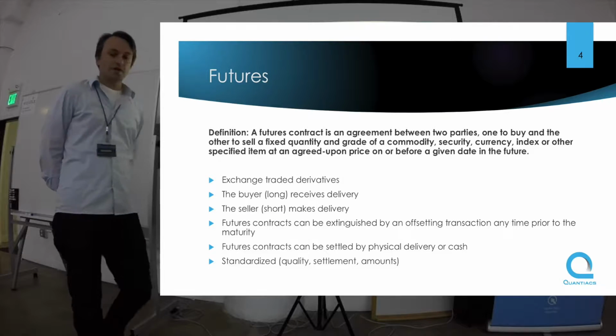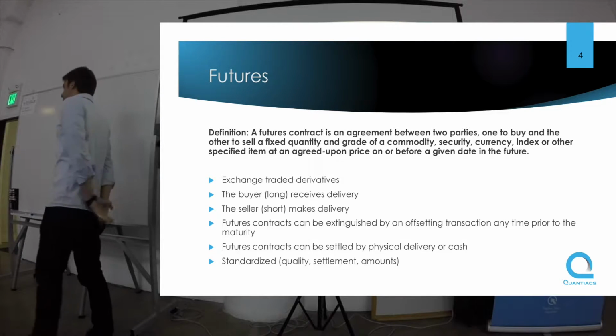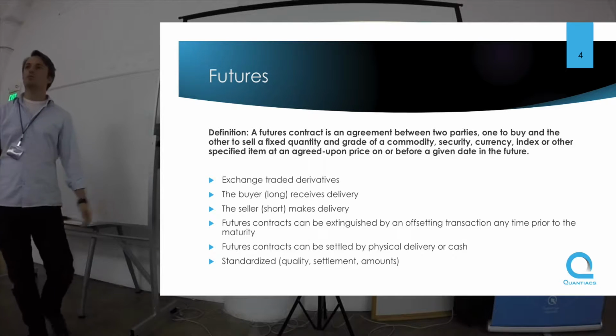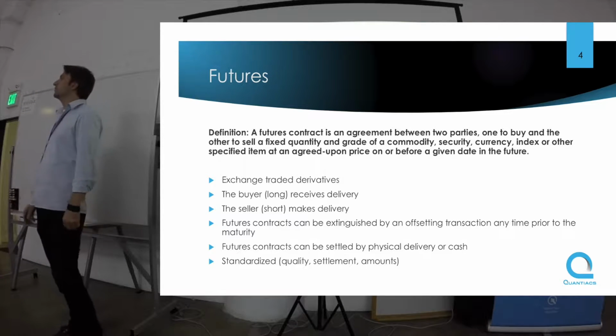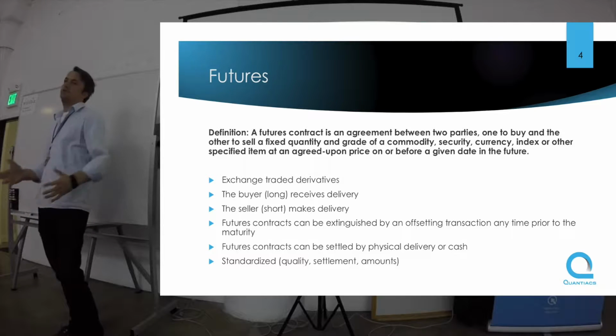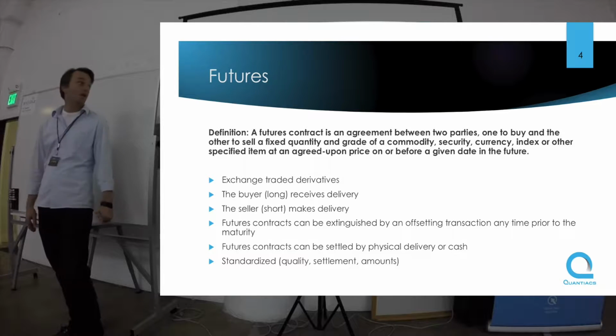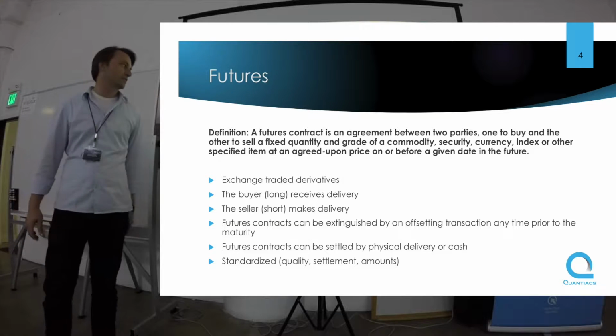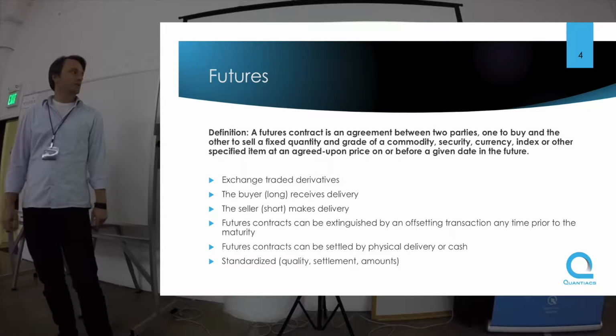So futures are exchange-traded derivatives. We can make an agreement to deliver anything in the future. This is okay. This would be a forward. So the difference between that forward and the future is that a future is exchange-traded and a future is standardized. So we will get to standardization in a moment.